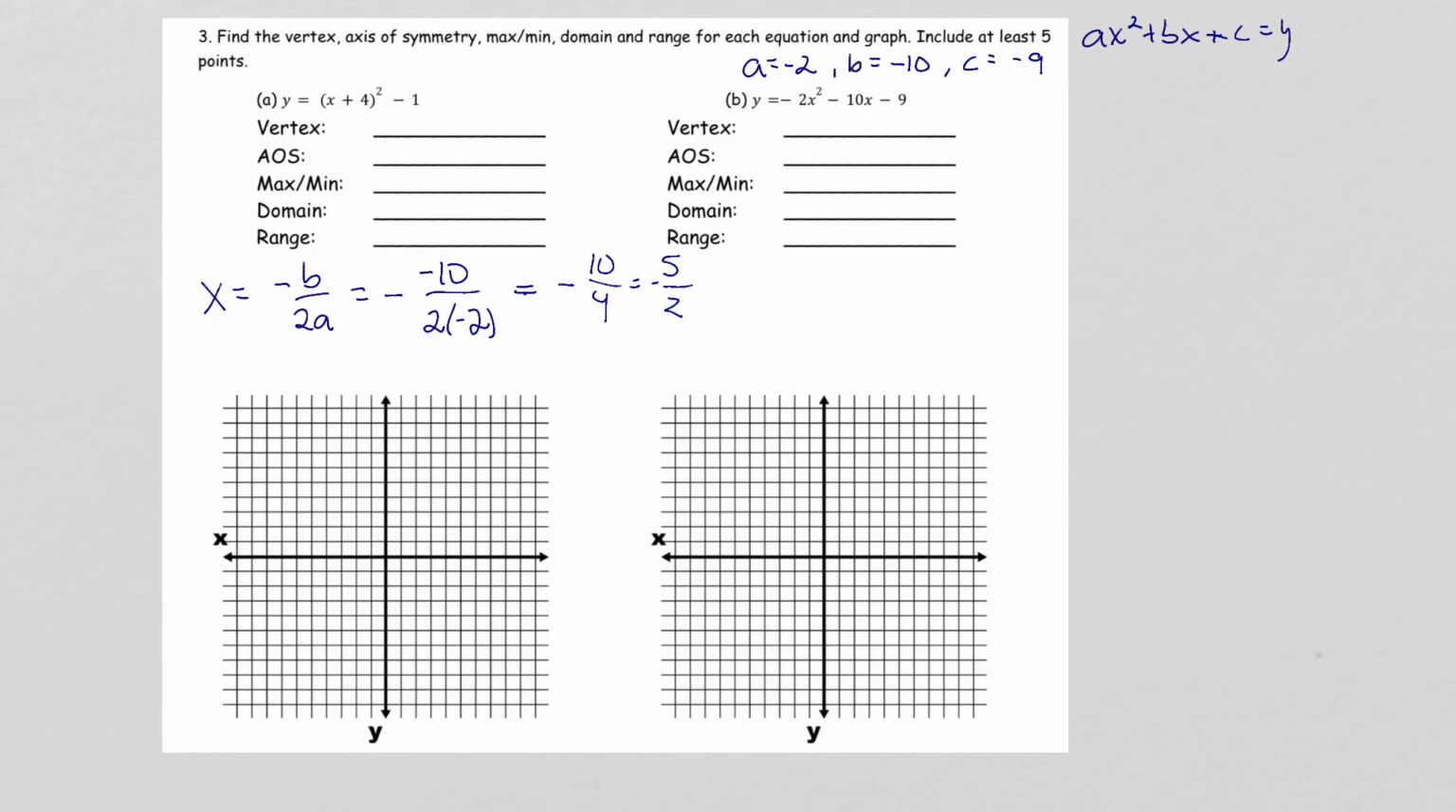So that tells me that, and then actually I can write that as a decimal if I want. That is equal to -2.5. So the vertex is at -2.5, comma, I need to figure out the y value. So to figure out the y value, what I need to do is, in this case, I need to take this -2.5 and plug it into that equation right there. So let's go ahead and do that.